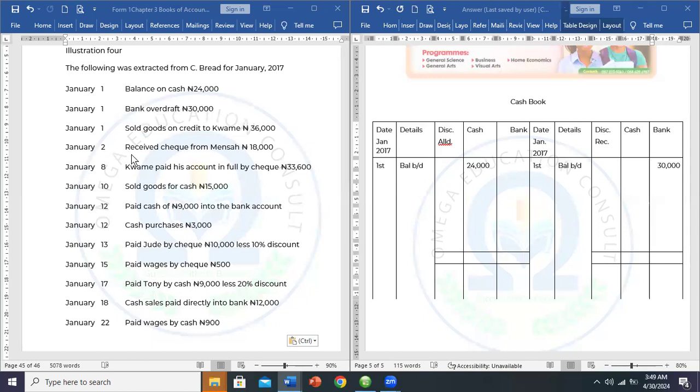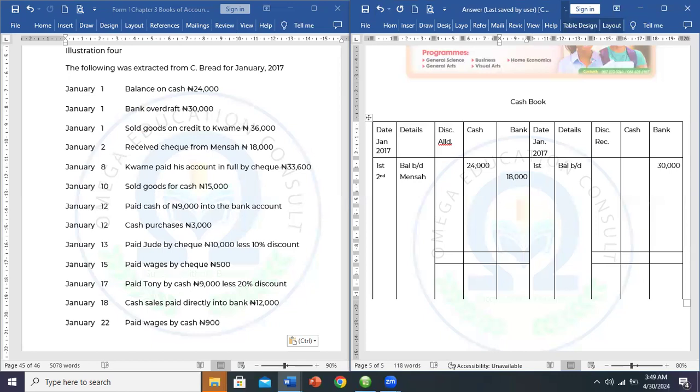2nd January, received check from Mensa. So here we are receiving check from Mensa. So there is a receipt of check. So we go into our debit side. 2nd, received a check from Mensa. So we are going to indicate Mensa. And we'll put it at the bank column, 18,000.